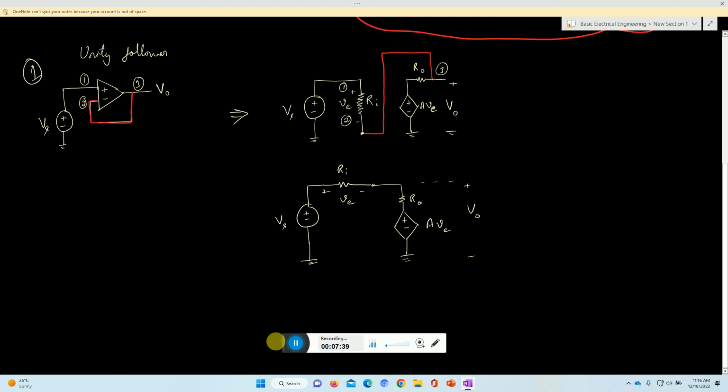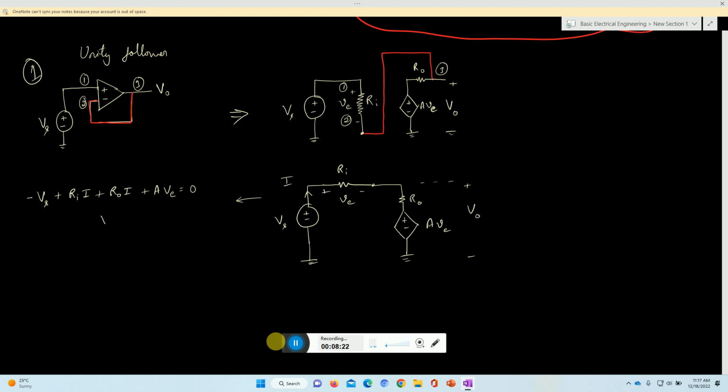So if this is a closed circuit, I can write the KVL, Kirchhoff's voltage law. If I write the equation, let the current be flowing in the direction like this, then minus Vs plus Ri into I plus R0 into I plus AV is equal to 0. In this way we apply the KVL in this closed path.